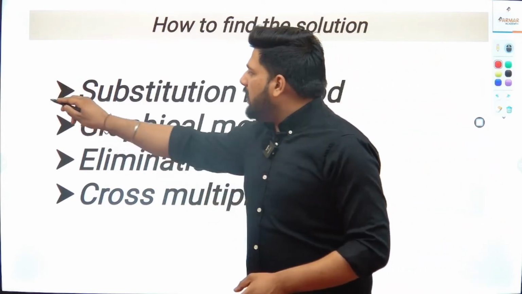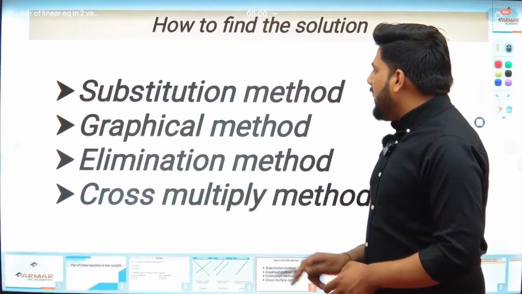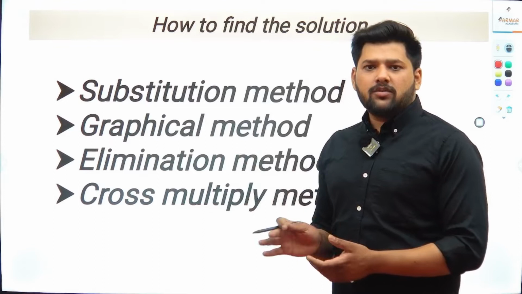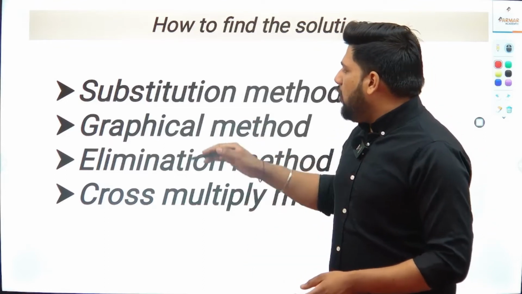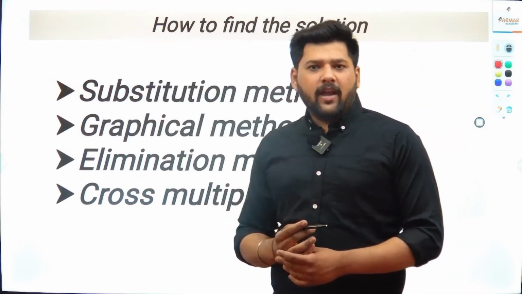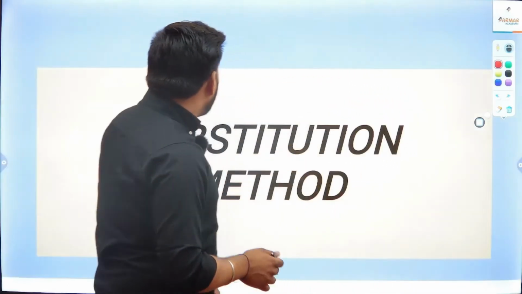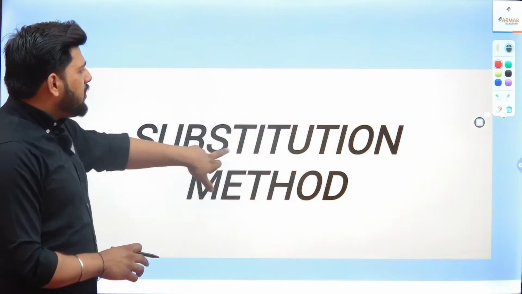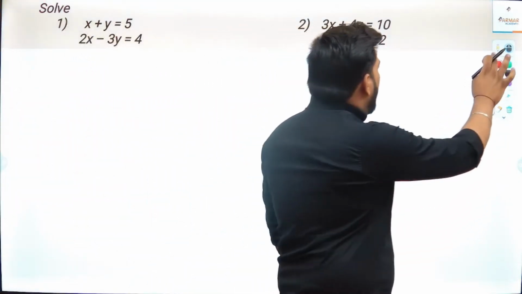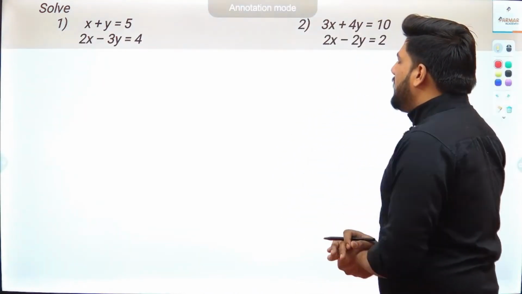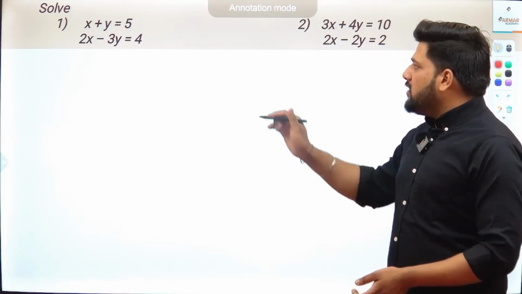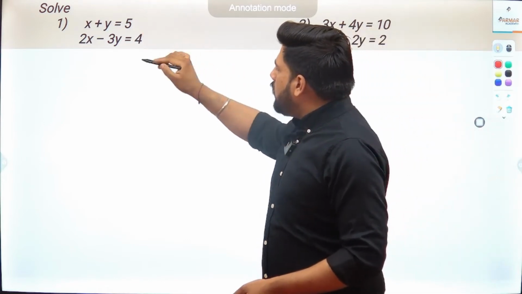The first method is the substitution method, the second is the graphical method, the third is the elimination method, and the fourth is the cross multiplication method. In this video, we will discuss the first two methods, that are the substitution method and the graphical method. So, the first method is the substitution method. Solve x + y = 5 and 2x - 3y = 4 using the substitution method. So, this is a pair of linear equations in two variables.